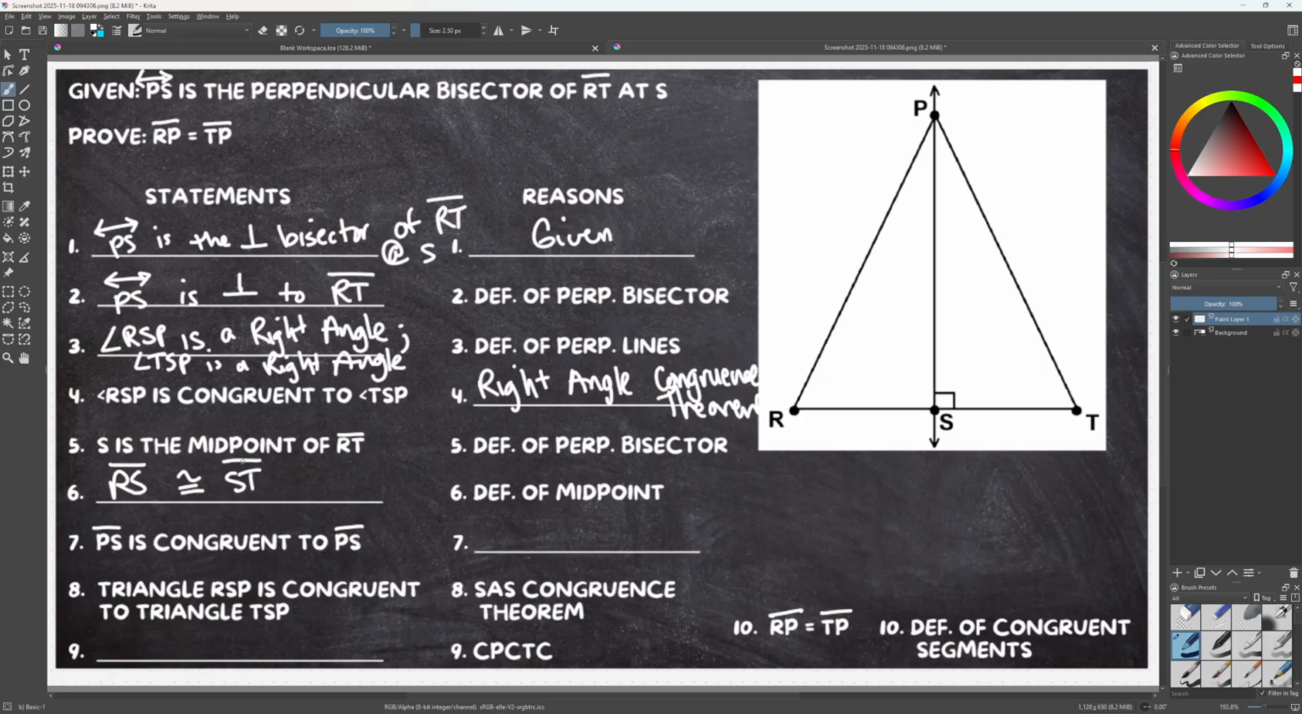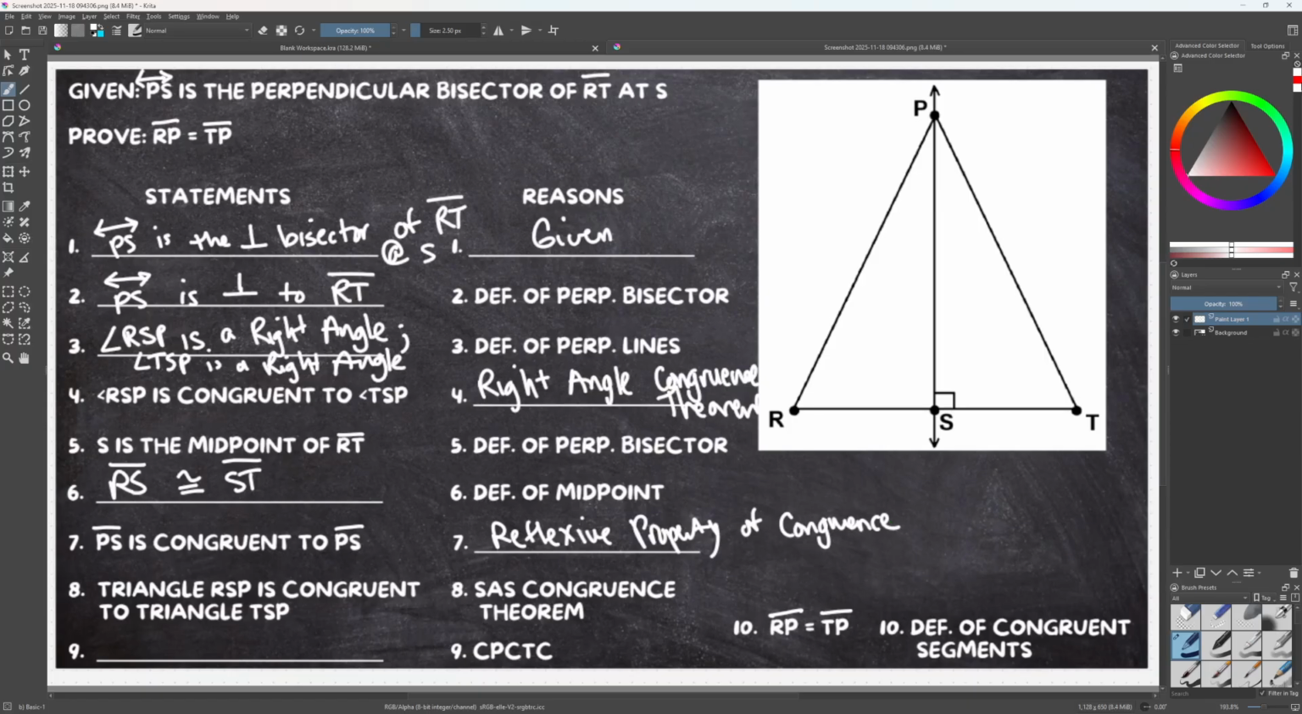Now, the next thing that we have going on there is that we have that PS is going to be congruent to PS. That's going to be something that we're able to say. Remember, anytime that you have something that's repeated, so PS and PS is the same thing, we would say that's just the reflexive property of congruence. And what allows us to say that?